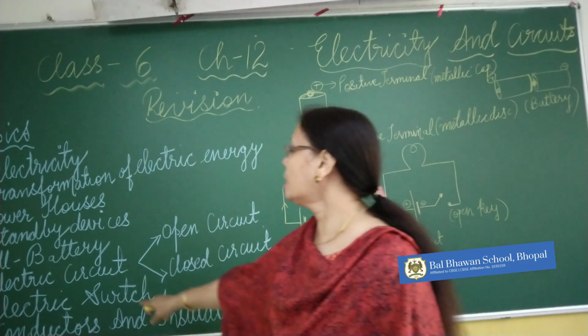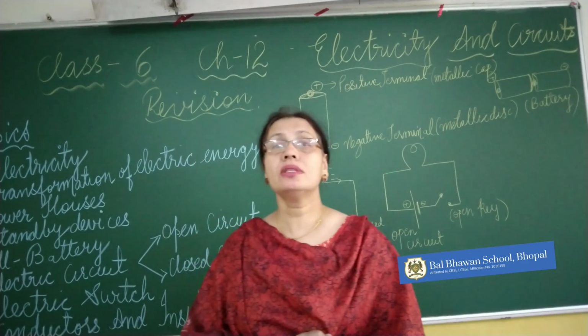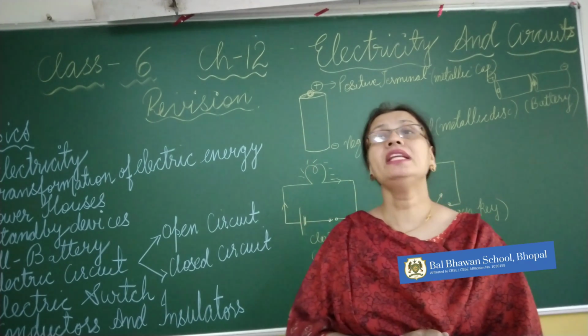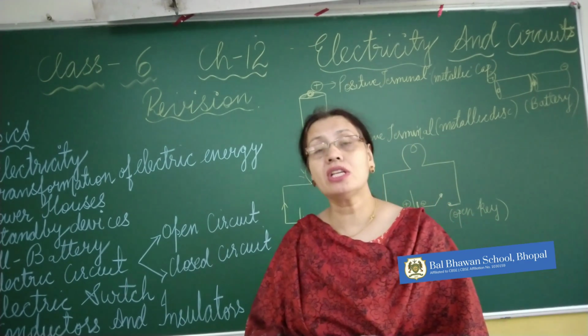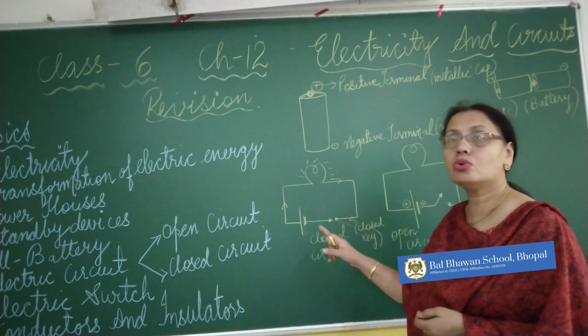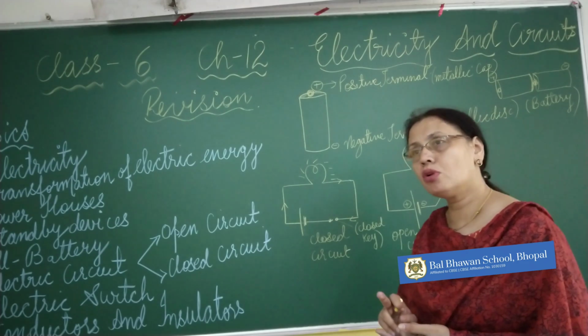Now coming to the next topic, that is electric circuit. What is a circuit? An electric circuit is a complete path through which electric current flows. In an electric circuit, we have a source of current that can be a cell or a battery.